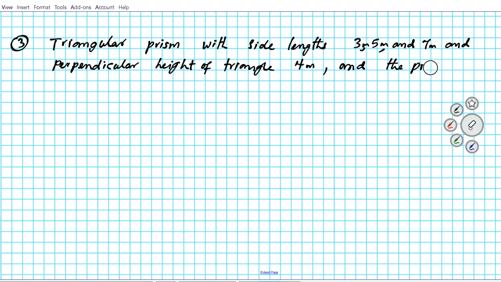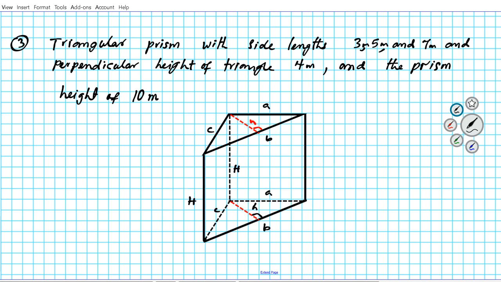So we have, for a triangle, a perpendicular height of the triangle itself, and then we have the height of the prism, okay? And the prism height of 10 meters. Okay, so let's take a look at what a triangular prism looks like. So there goes our triangular prism here. Let's go ahead and put in the measures of the different sides of our triangular prism, and then we can go ahead and compute the volume and surface area.